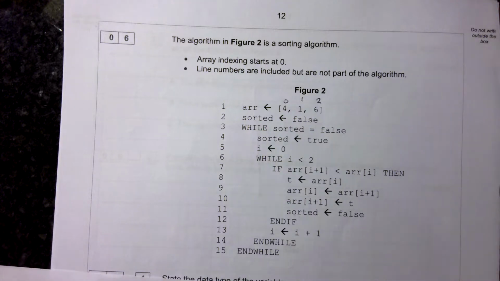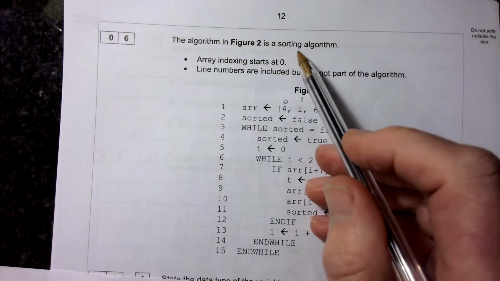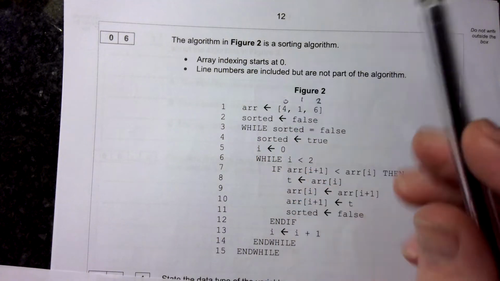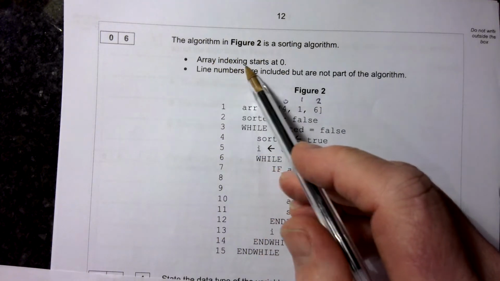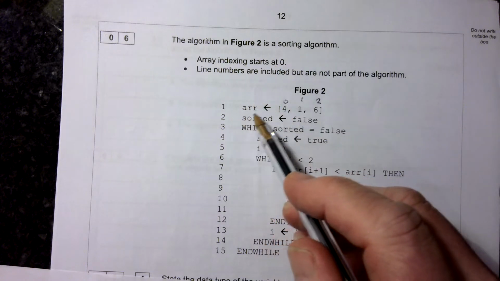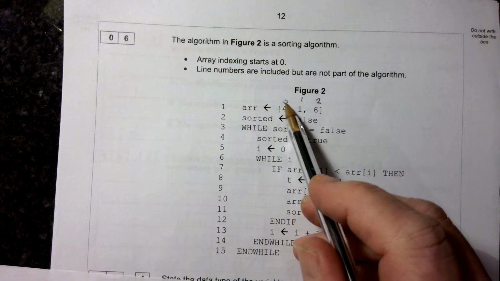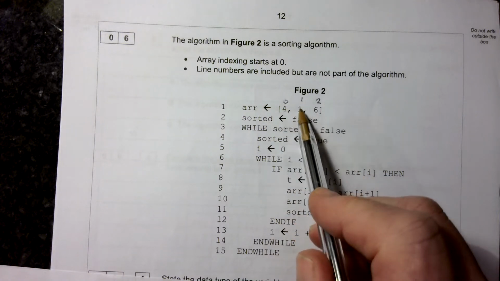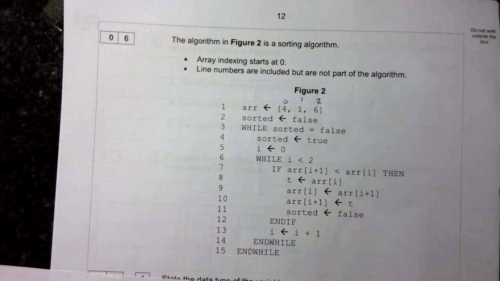So question 6, here we are. We've got this sorting algorithm here. So sorting, so putting things into order. Array indexing starts at 0. So if you look up the array variable here, the indices on it start at 0. So this is at position 0, this is position 1, this is position 2.